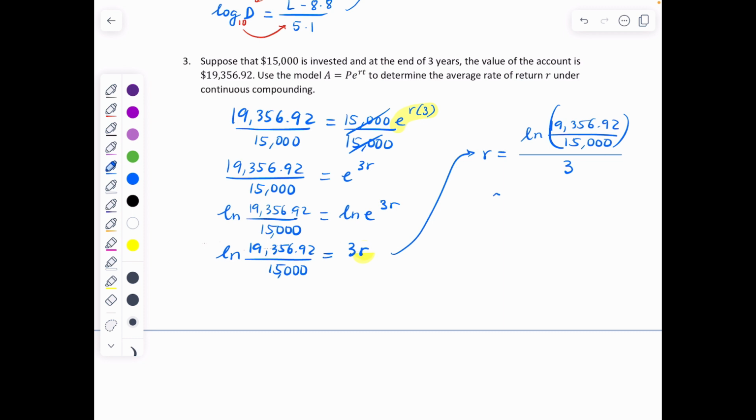So that's going to give you 0.085. And because it is an interest rate, we're going to have to convert it to a percent. That's going to be 8.5%. So there is the missing interest rate.